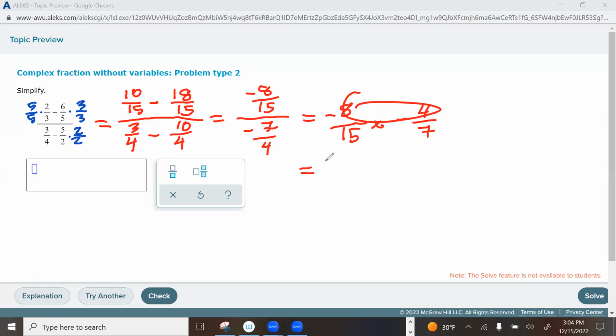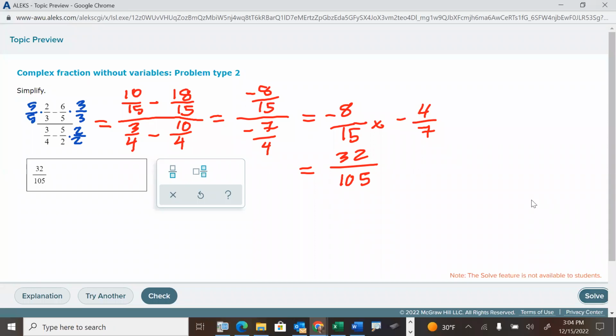So we'll do 8 times 4 is 32. And 15 times 7, I think, is 105, if memory serves. And that is how it's done. Okay. So there you go.